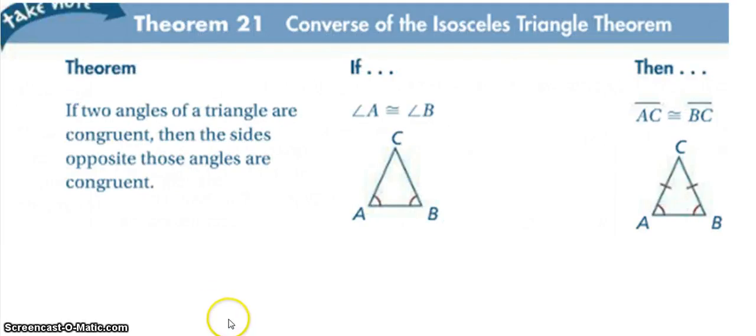And likewise, we have the converse of the isosceles triangle theorem here, stating that if my two angles are congruent, then the sides that they are opposite to also must be congruent. Remember, the side between those two angles we don't know anything about.